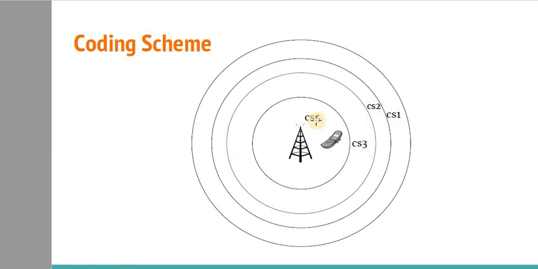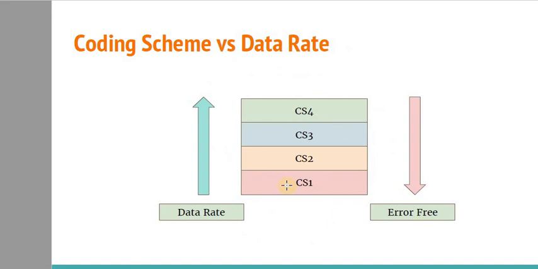So CS4 is used in the area in which your mobile equipment is very near to the base station. Then if you move some distance away, channel coding scheme CS3 is used, then CS2 is used, and if you are very far away from the main base station, then the channel will be error prone, and the data rate provided by the CS1 scheme will be very low. So this diagram tells you about the data rate and the error free range.